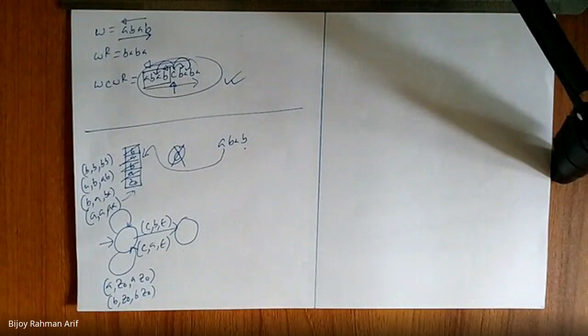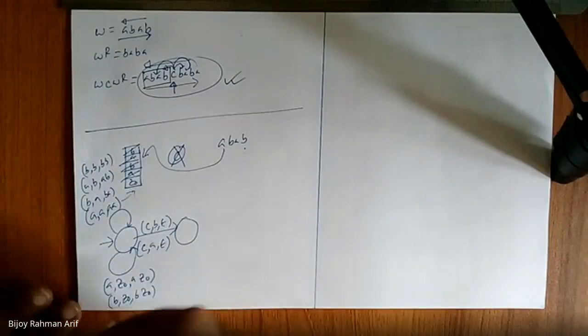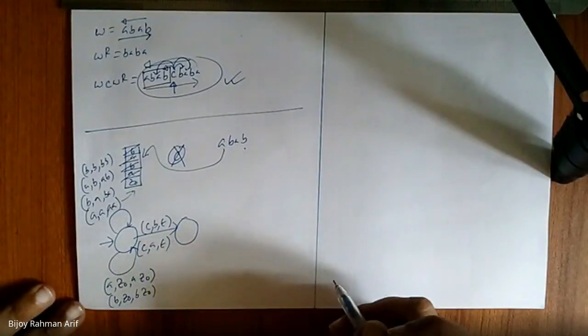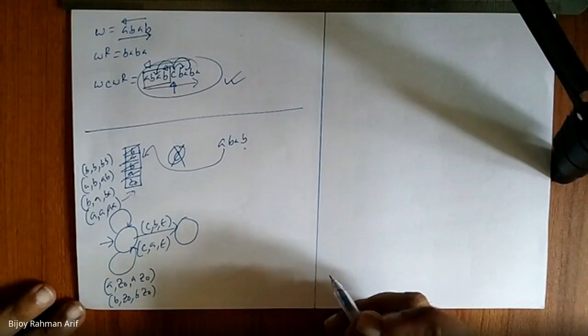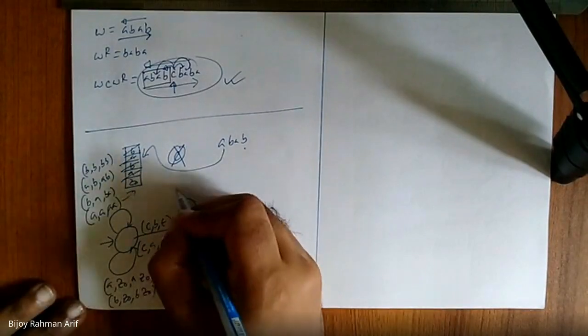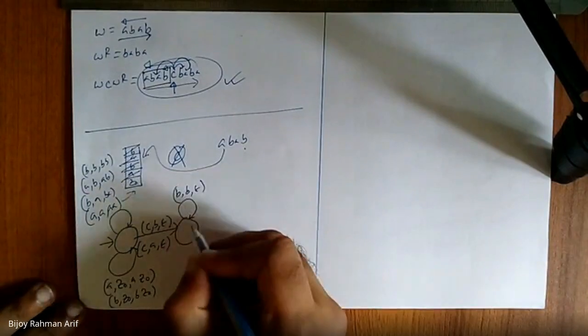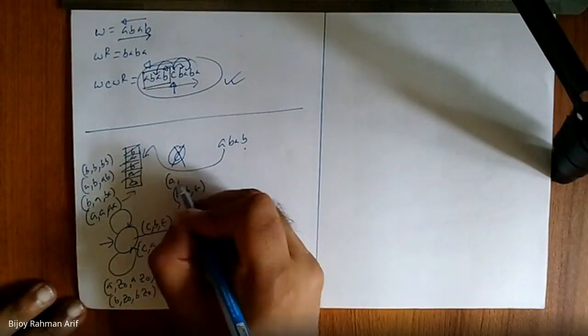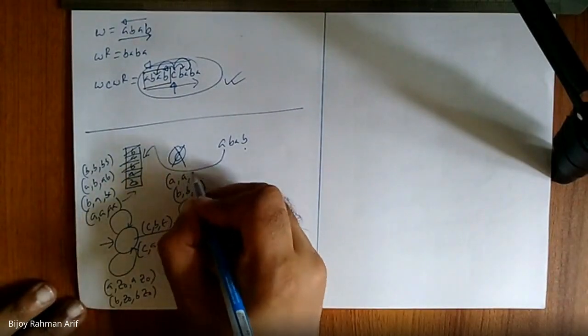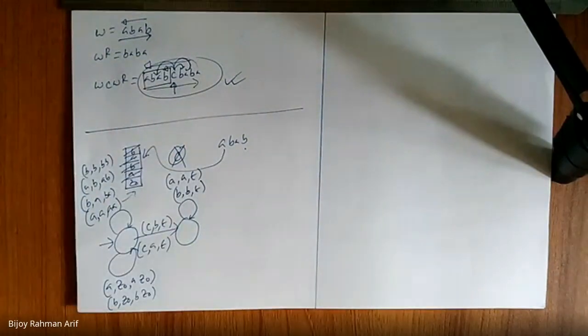So we got the center. Then what are we going to do? Now start popping. How will we pop? What will the logic be? If I get a B and the top of the stack is B, I'm going to pop. If I get A and the top of the stack is A, I'm going to pop. So done, these are the two rules.